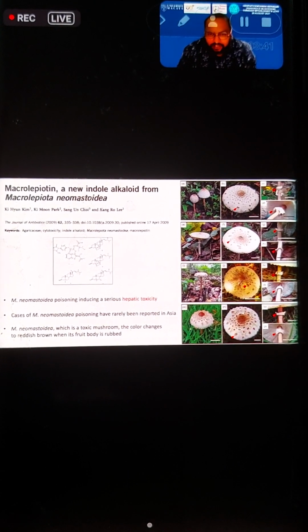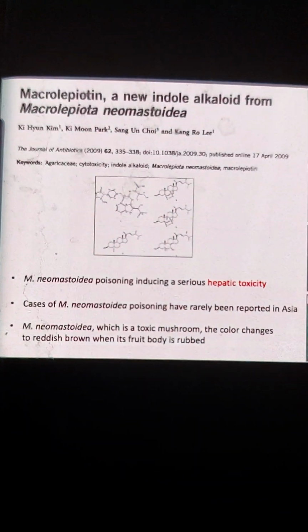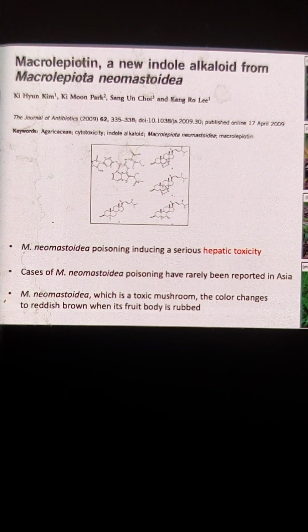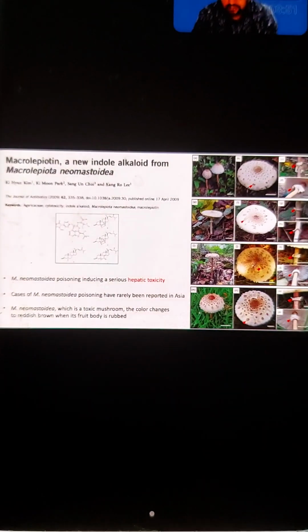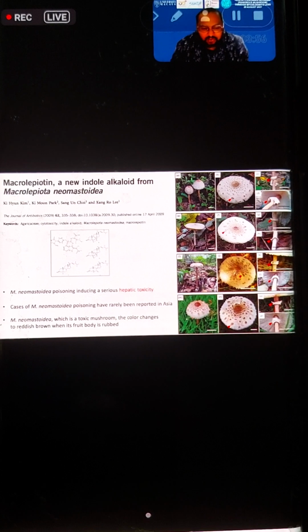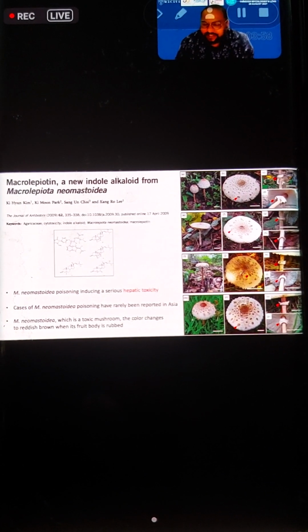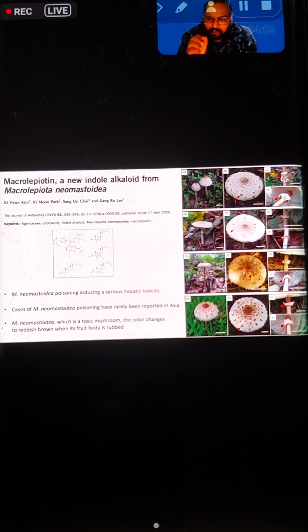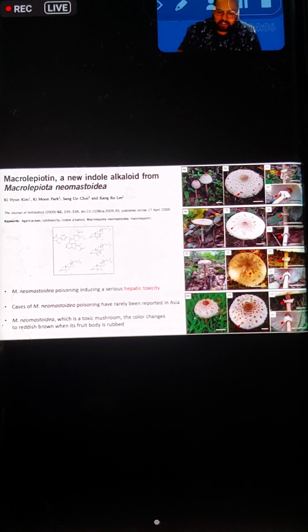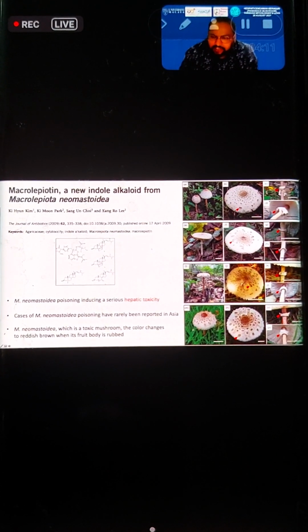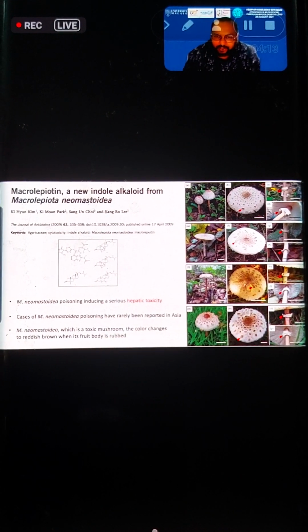occurs in Korea, actually ends up with serious hepatic toxicity. So this has been rarely reported in Asia. This study was quite famous in 2009, where they found this toxic mushroom. They have this color change in Macrolepiota, so that is a very good remark on identification. It's very important because this type of morphological analysis of the mushroom will help us to be very careful in analyzing poisonous mushrooms.